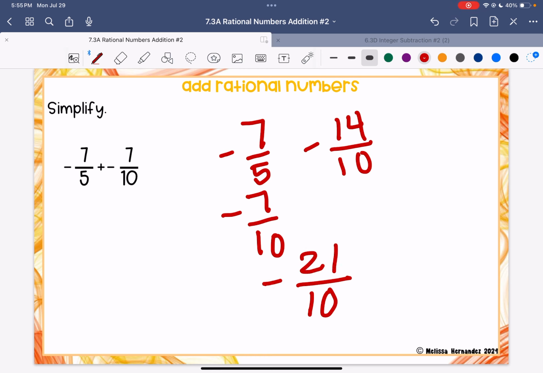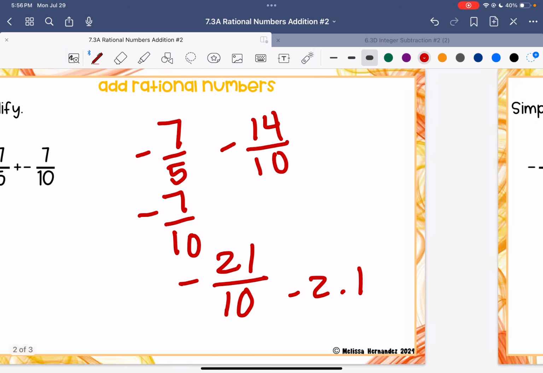And then you can... Oh, that's not what I wanted to do. Okay. Honestly, it's just -2.1 because when you divide by 10, you show it by moving 1 over to the left. All right, so let's go to the next example.